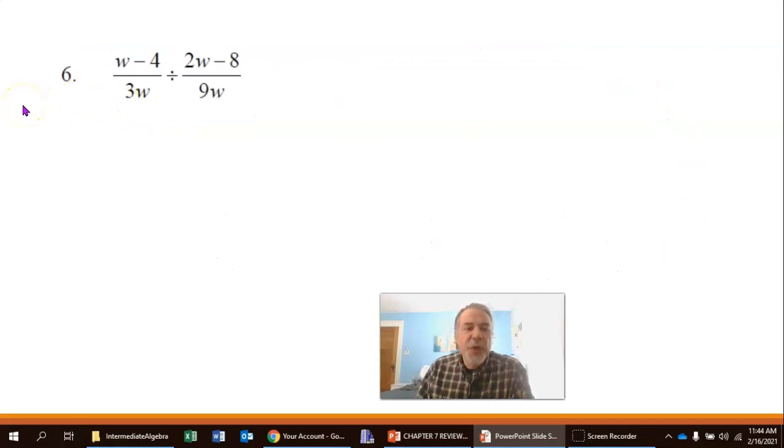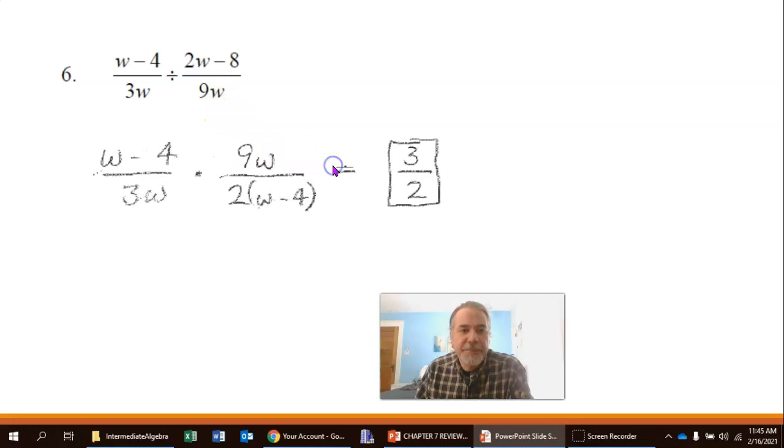In number 6, we are dividing. W minus 4 over 3w divided by 2w minus 8 over 9w. The first thing we do with a division problem like this is turn it into a multiplication problem where the first fraction stays the same, but the second fraction gets flipped over. So we're taking w minus 4 over 3w times 9w over 2w minus 8.